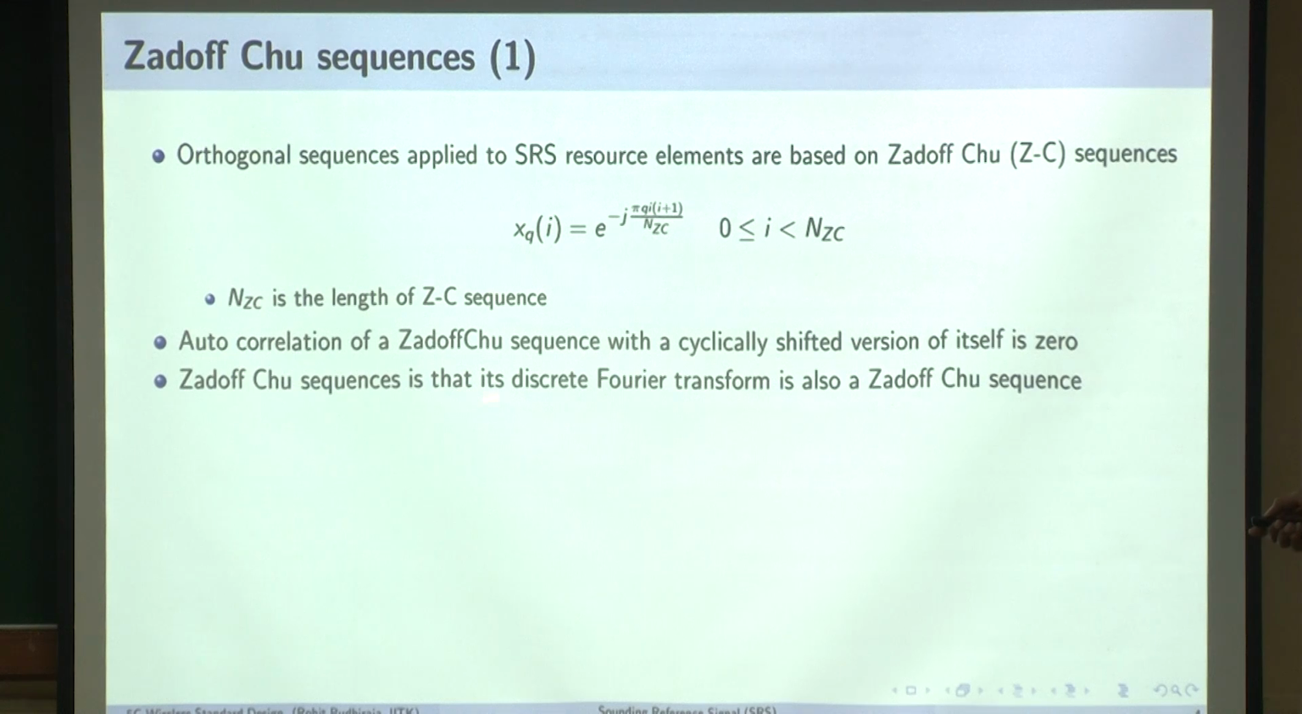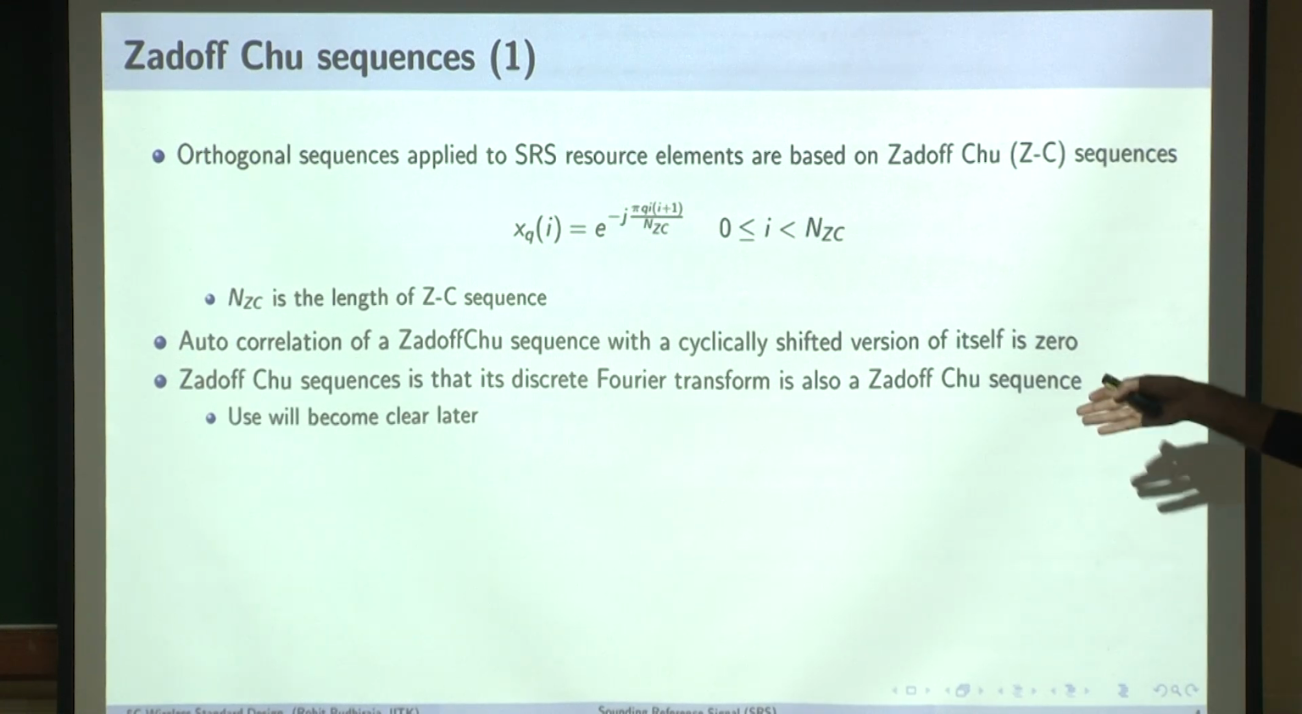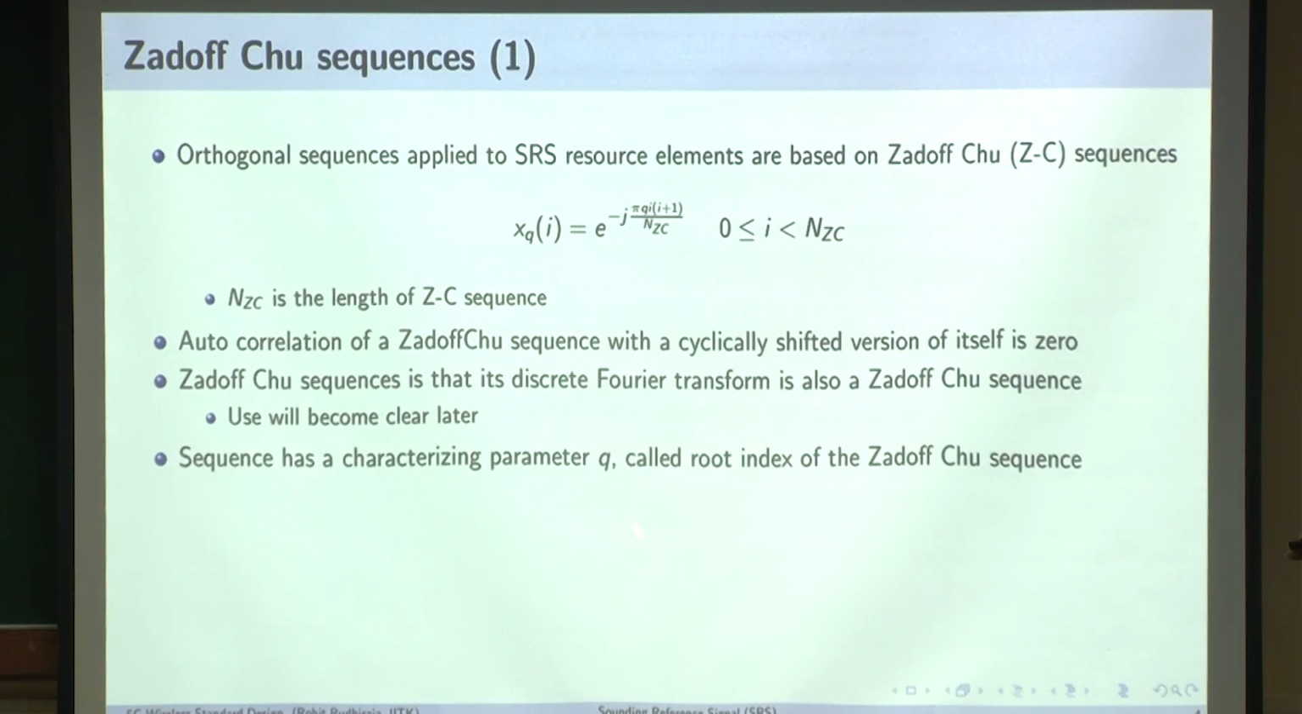But another property is that if you take the discrete Fourier transform of a ZC sequence, you get another ZC sequence, and that sequence will also follow this property. Another very important property. Its use will become clear maybe in the next class or in today's class itself. I am not able to tell you the use of it yet, but it will become clear. And this characterizing parameter q is called the root index of the ZC sequence.